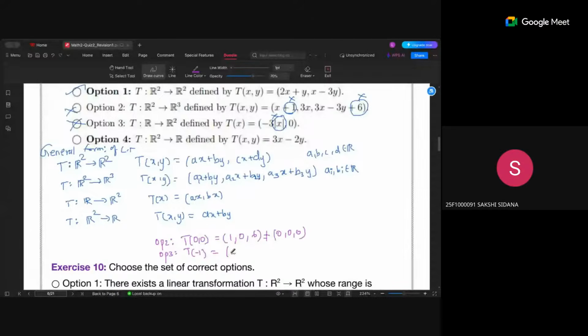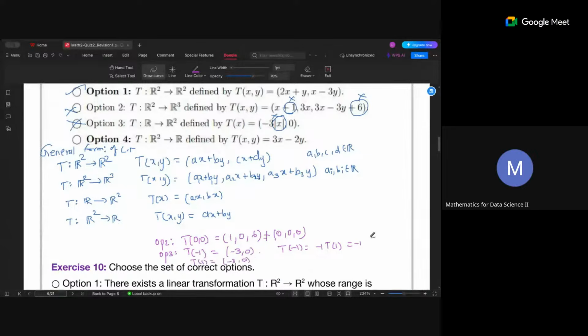Minus 3 comma 0. But t of -1 should be -1 times t of 1. Is that correct? Yeah, it should satisfy this condition. So what is t of 1? -3 comma 0. It is the same, -3 comma 0.